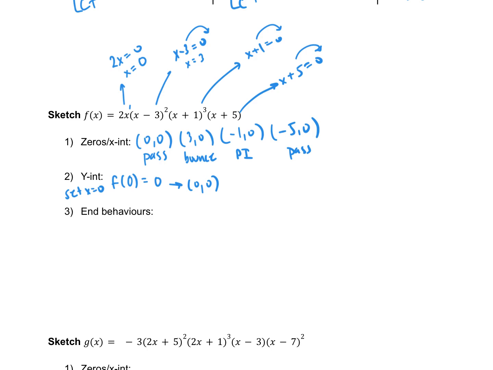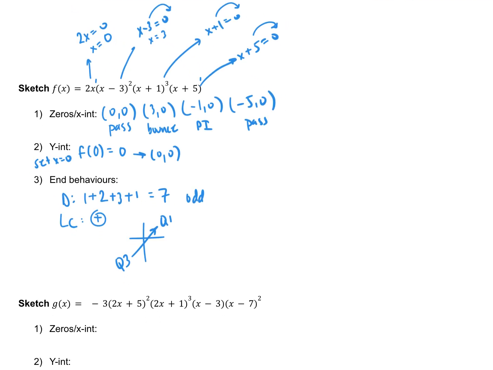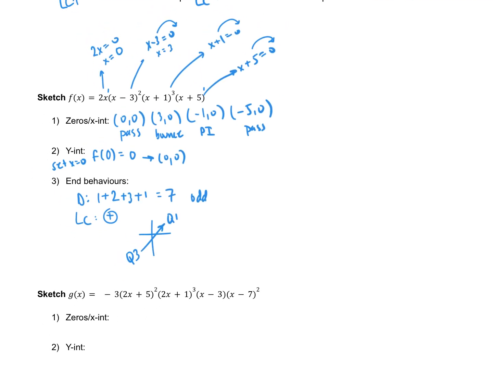In terms of the end behaviors, let's look at our degree. I have 1 plus 2 plus 3 plus an invisible 1 here, which is 7, so it's odd degree. The leading coefficient is positive, so I expect this overall upwards trend. So I'm going to go from quadrant 3 to quadrant 1. This is now enough information for me to do a rough sketch.